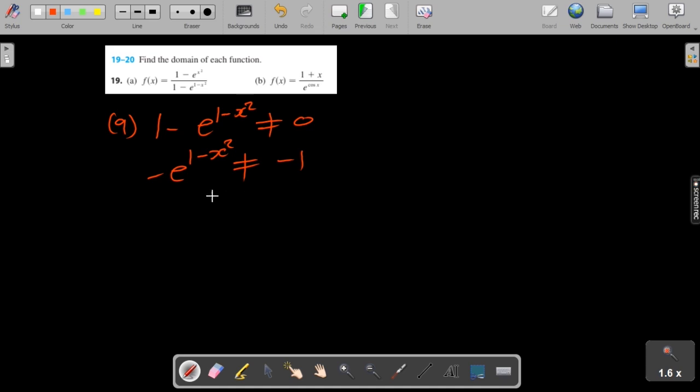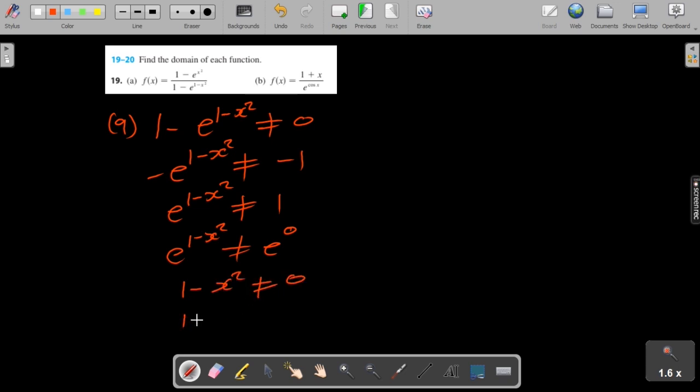Divide both sides by a negative 1. Then we'll have this on both sides. Okay, so e to the power 1 minus x squared should not equal e to the 0. So the bases are the same. Remember that anything to the power 0 is 1. So we just made the bases the same so that we can equate the exponents. So 1 minus x squared should not equal 0.